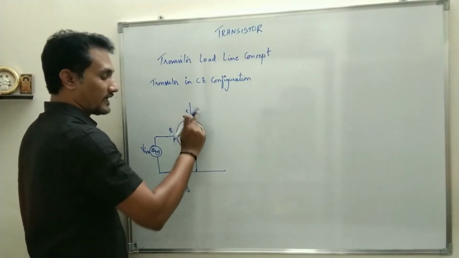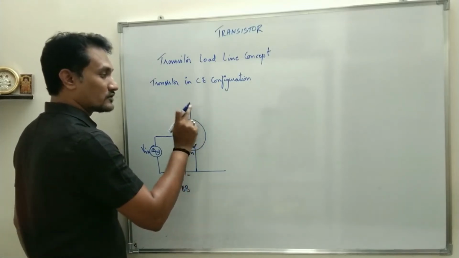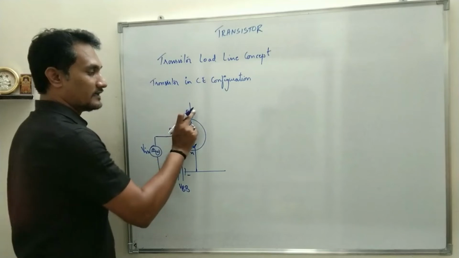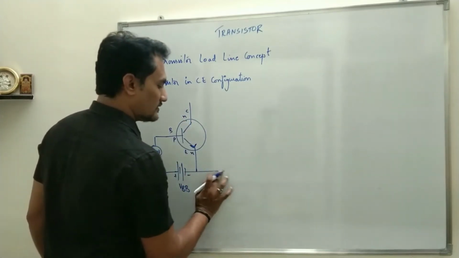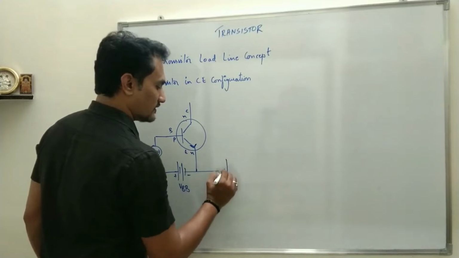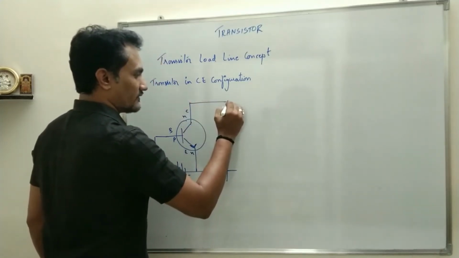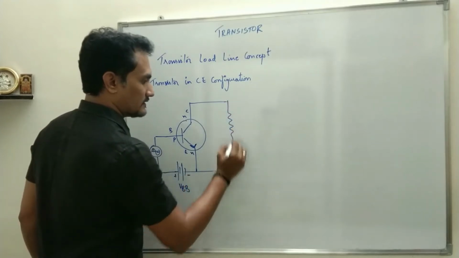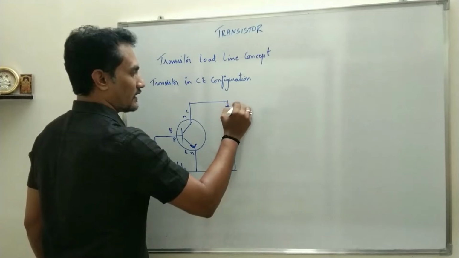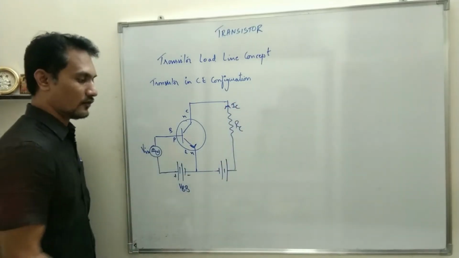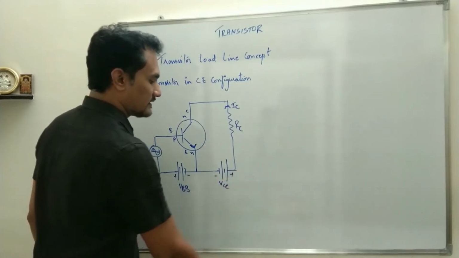Now for the collector junction, it has to be reverse biased. Collector is N region, so the N region should be connected to positive. Then you have the collector resistance RC and the collector current IC which will be flowing. The total voltage applied across the collector region is VCC.